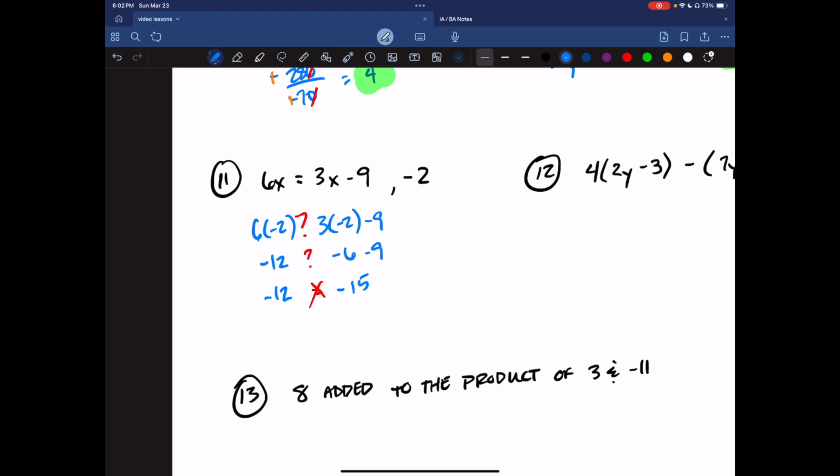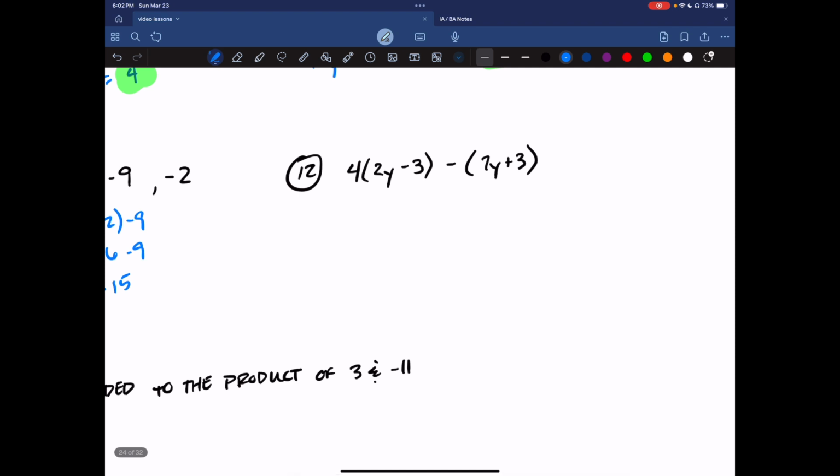It's not a solution. Okay, here we're going to expand everything. So I'm going to say 4 times 2 is going to be 8y. 4 times negative 3 is negative 12. Whenever you see a negative in front of parentheses, that means you have to distribute that negative. It's going to be minus 7y minus 3. And now once you distribute that negative, then you can come back and combine like terms. You have 8y minus 7y, so that's going to be y. And then negative 12 minus 3, that's going to be minus 15.